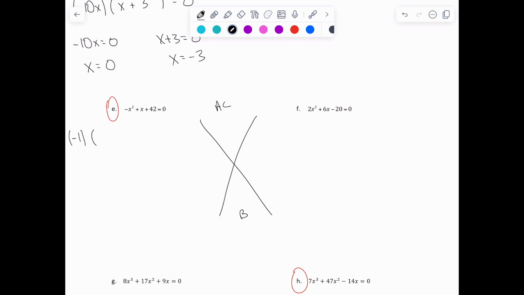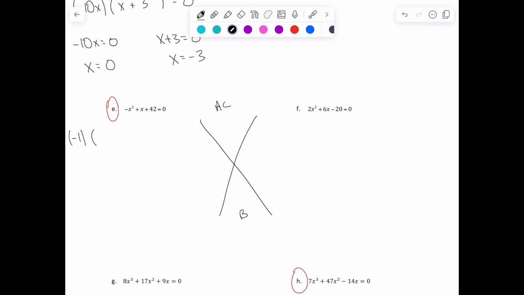So now I'm looking for factors of A times C, which is negative 42, that when added are going to give me negative 1. Well, I already kind of know what it is. It is actually negative 7 and 6. So here, my final factorization is going to be x minus 7, x plus 6, all equal to 0. If I set each individual bit equal to 0, I'm going to come up with something that looks like this. So I don't really care about this one. x equals 7 here, and x equals negative 6 here.